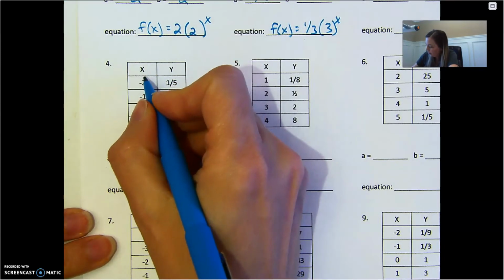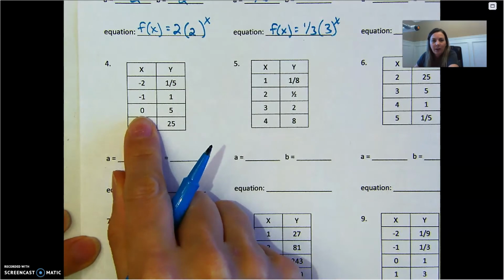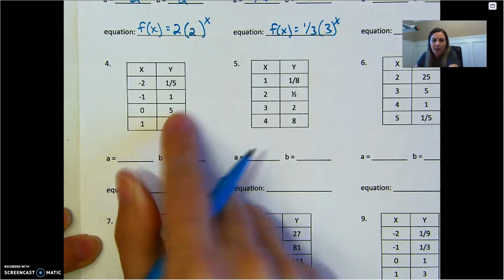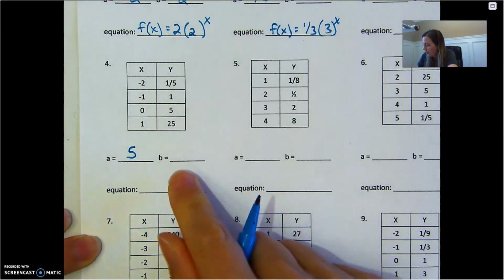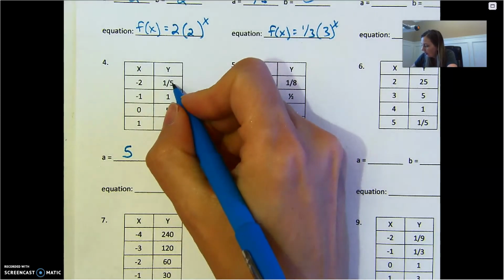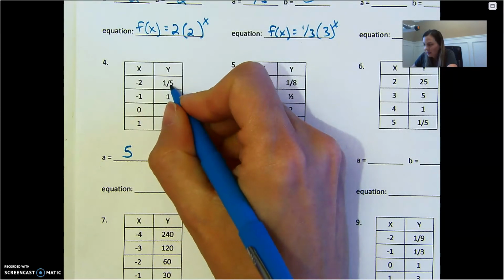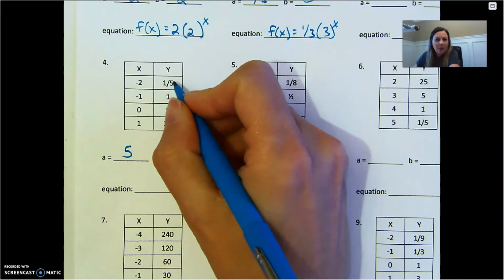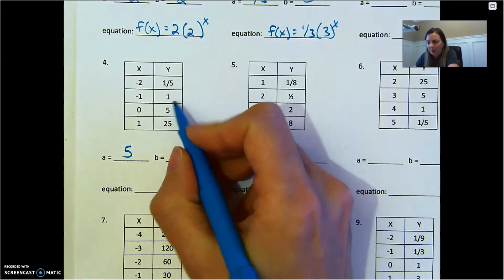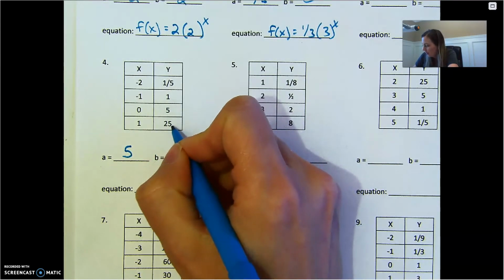All right, number 4, yay, they give us the y-intercept. So our initial value is 5. Now we just need to find the pattern. 1/5 to 1. Sometimes it's not so easy with fractions. Maybe skip over the fraction and look at the other numbers. 1 to 5, 5 to 25.